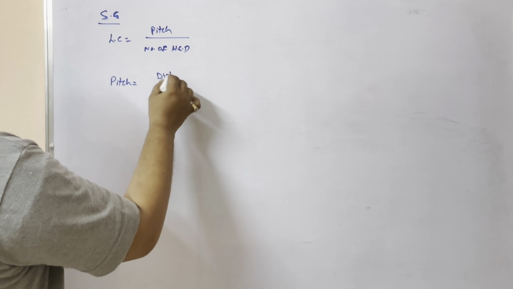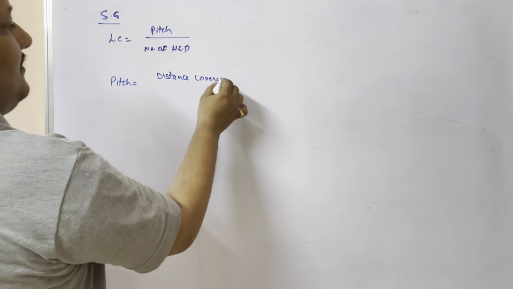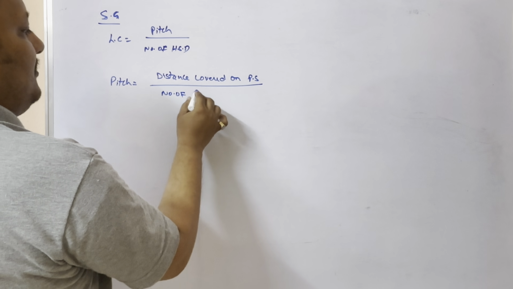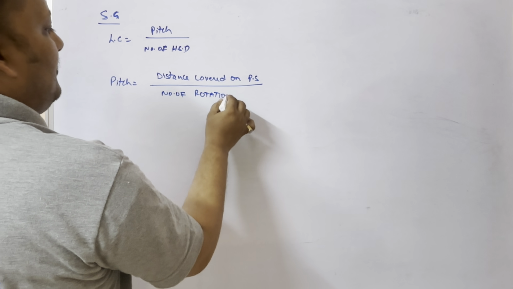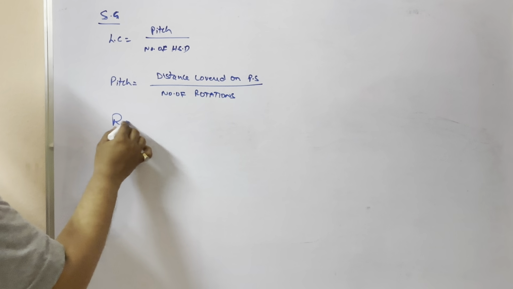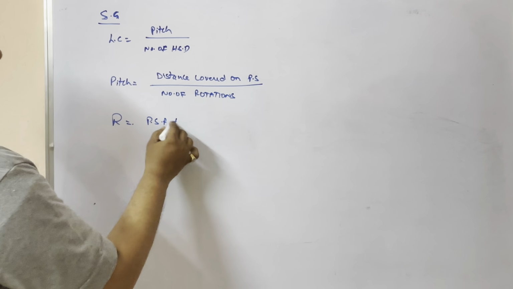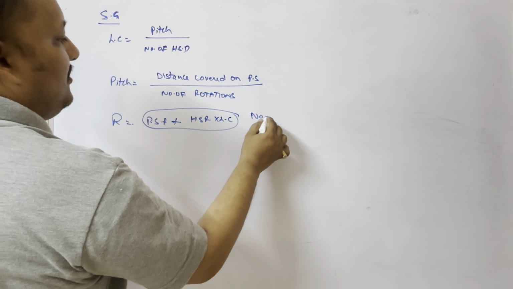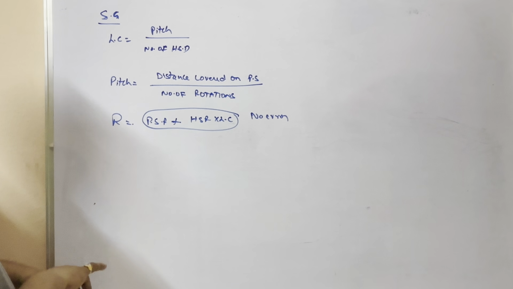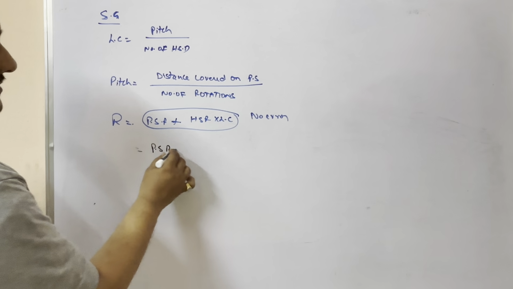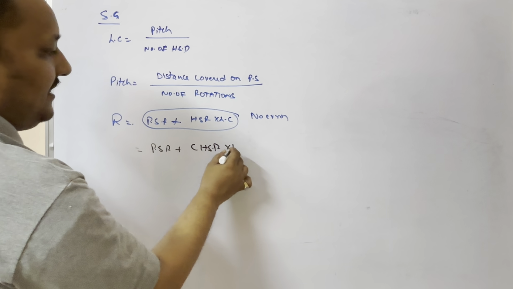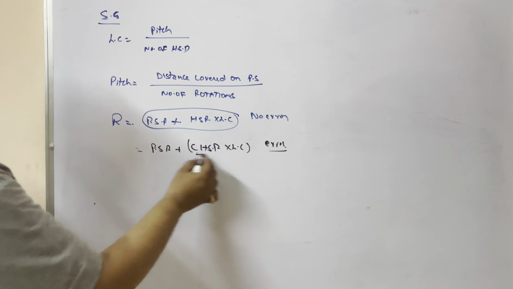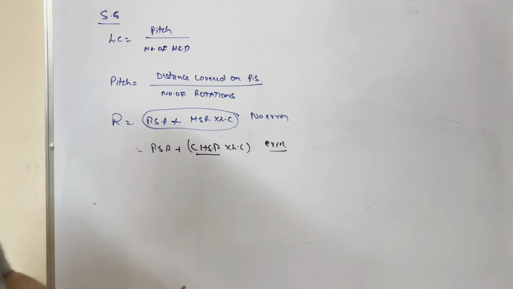So pitch is the distance covered on the pitch scale by number of rotations. And the reading formula is PSR plus HSR into LC. This is for no error. If error is there, PSR plus CHSR into LC, if error is going to be present. So CHSR means corrected head scale reading.